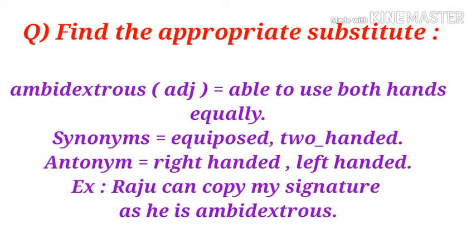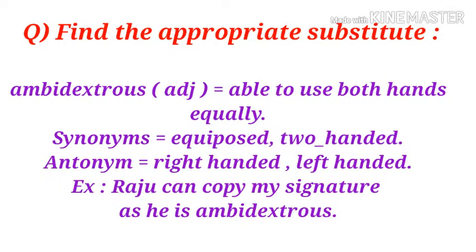There are many people in and around us. Yes or no? We see some of our friends who can write with both their left and right hand. So this is an ambidextrous person who can use both his or her hands. This is known as ambidextrous. Its synonyms are equiposed, two-handed, and its antonyms are right-handed or left-handed.